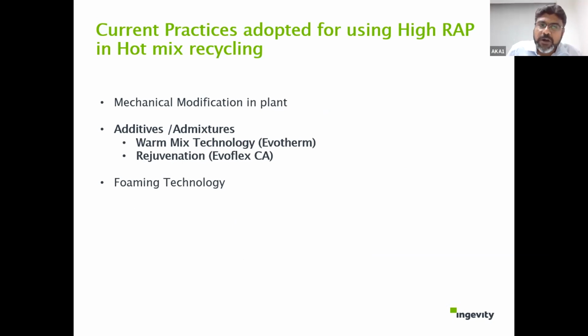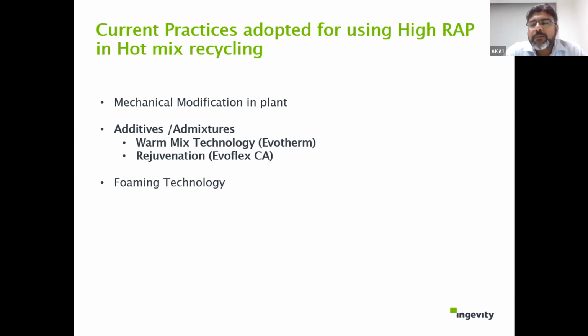So first of all I need to modify the plant. Now, if I modify it, I want to heat it, so I need a heating arrangement in my plant. Mechanical modifications are gradually happening in parallel so that we are able to use high RAP. As of now, 20%, 10% is very easy. If you go to any batch plant, you can see that you can use it. But going beyond 30, 40 is still a challenge today.